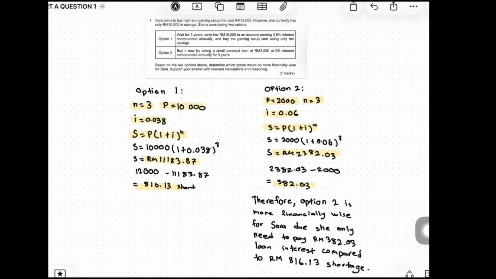So the question is, which one is more financially wise for Sarah to buy her gaming setup? The most financially wise for Sarah is option 2, because she only needs to pay RM 382.03 in loan interest compared to RM 816.13 shortage. That's all for question 1.